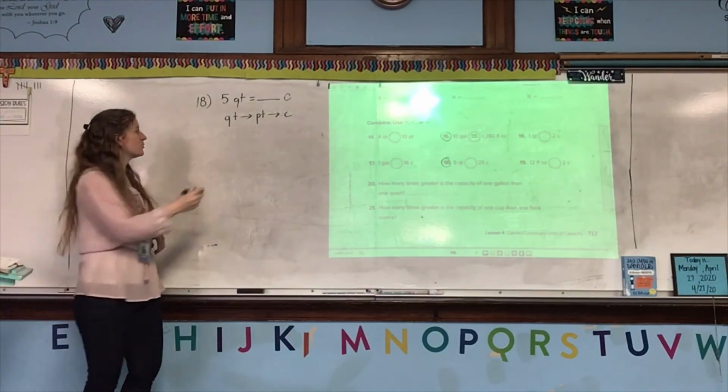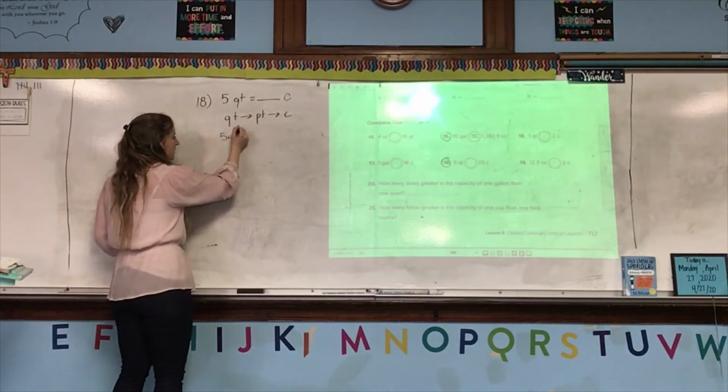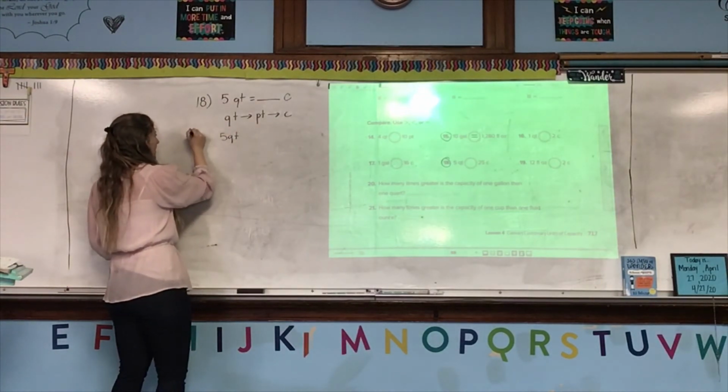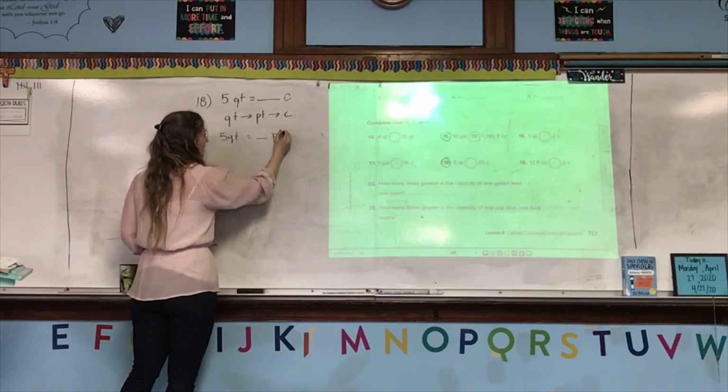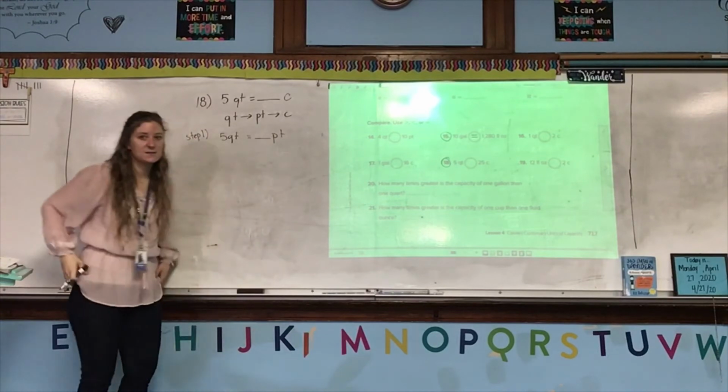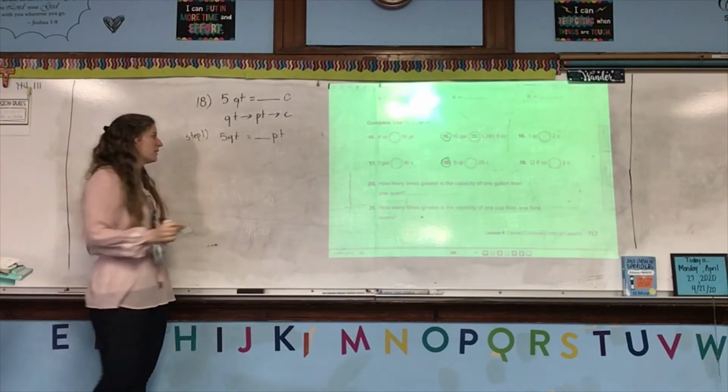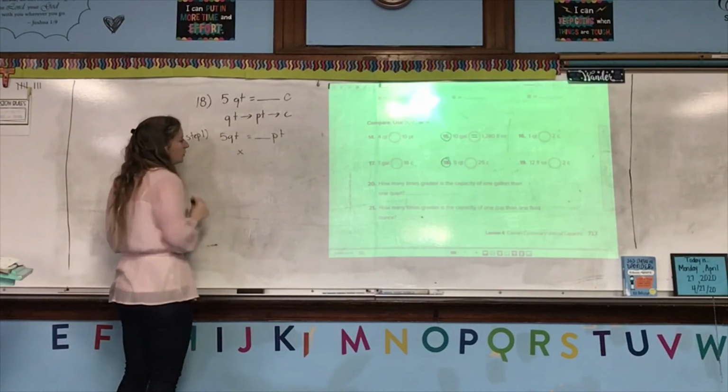So first we're seeing 5 quarts. Step 1 is to go from quarts to pints. 5 quarts equals how many pints? Well, we know quarts are bigger than pints, so we're going to multiply.